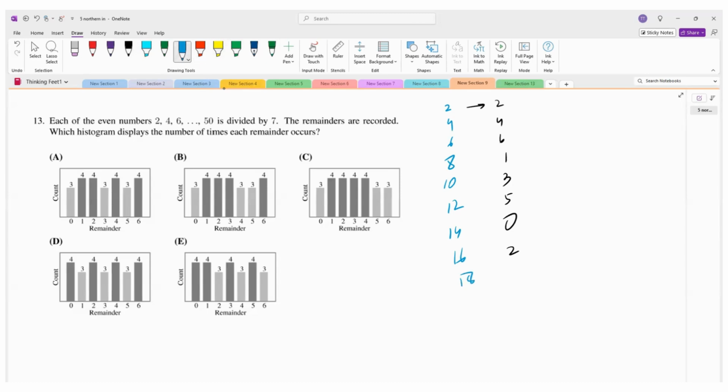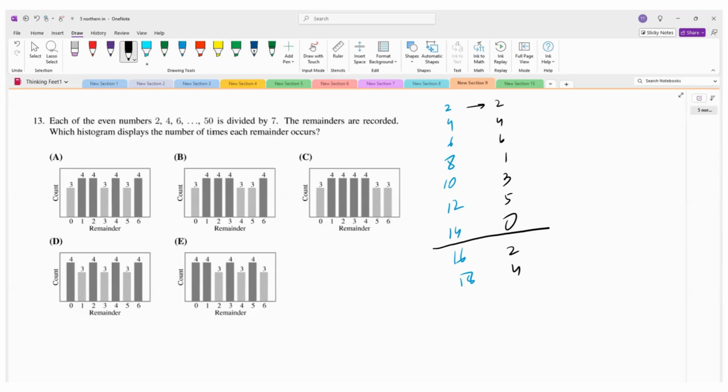18, 4. And the pattern will continue, right? So the pattern is 2, 4, 6, 1, 3, 5, 0. This is where the pattern recycles. 2, 4, 6, 1, 3, 5, 0. And then again, 2, 4, 6, 1, 3, 5, 0.